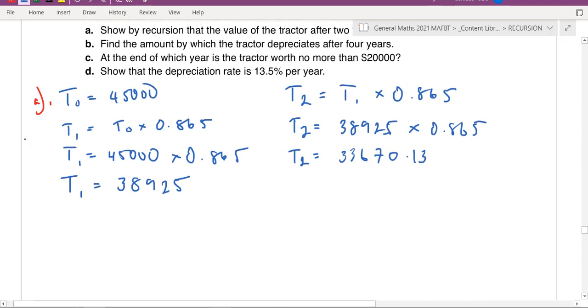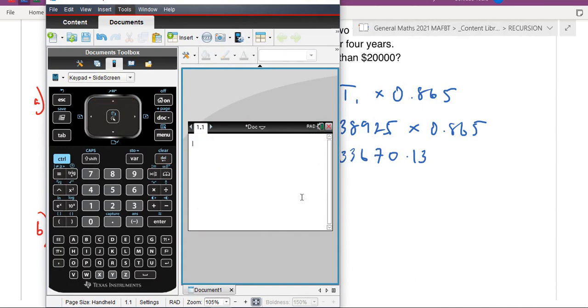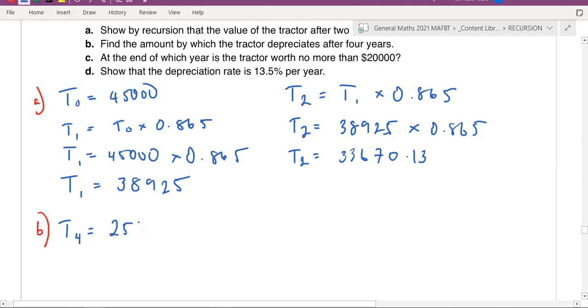Okay, part 2, B, sorry. B here is find the value of the tractor after 4 years. So I've started my recurrence relation, and we're looking for term 4. Just use your calculator to do that. There's already term 1, term 2, term 3, term 4. Right there, T4 is 25192.8. So that's the value of term 4.